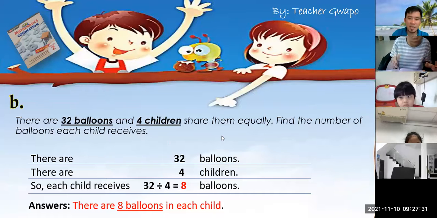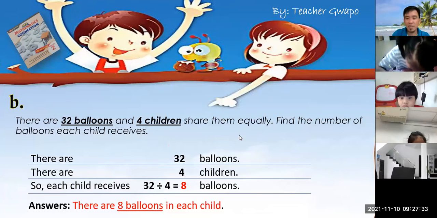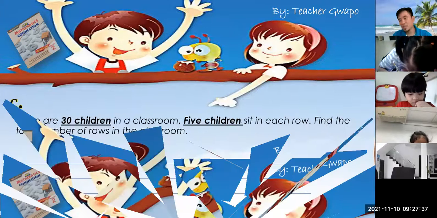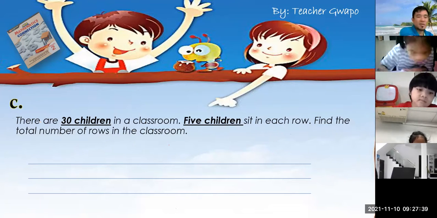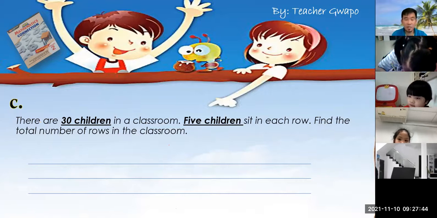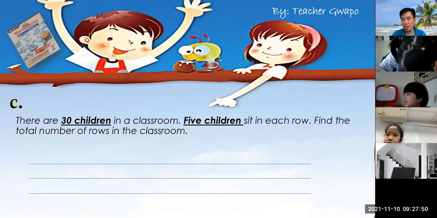Now in letter C. Done already in letter B, now we are in letter C. In letter C, the problem here is about the children. We will find the number of rows here. Let me read again for you. There are 30 children in a classroom.